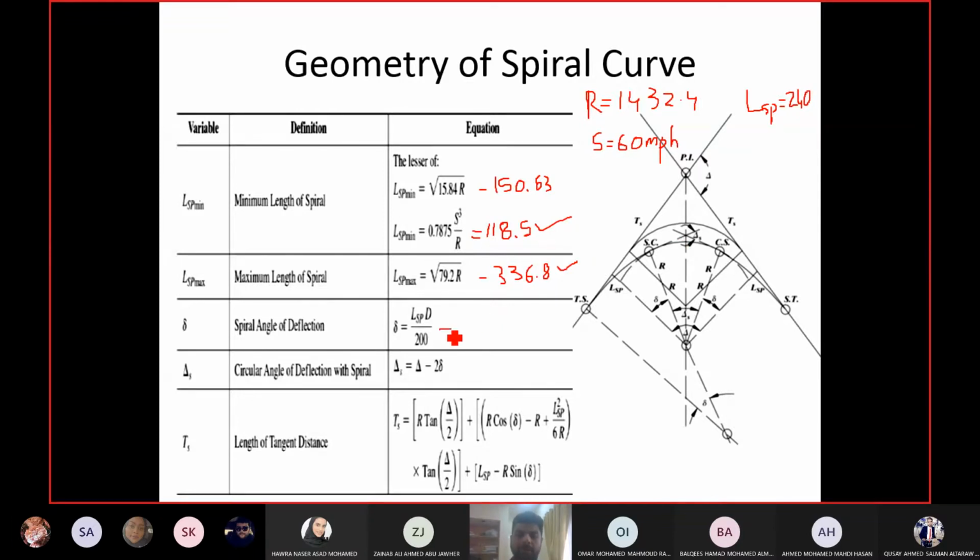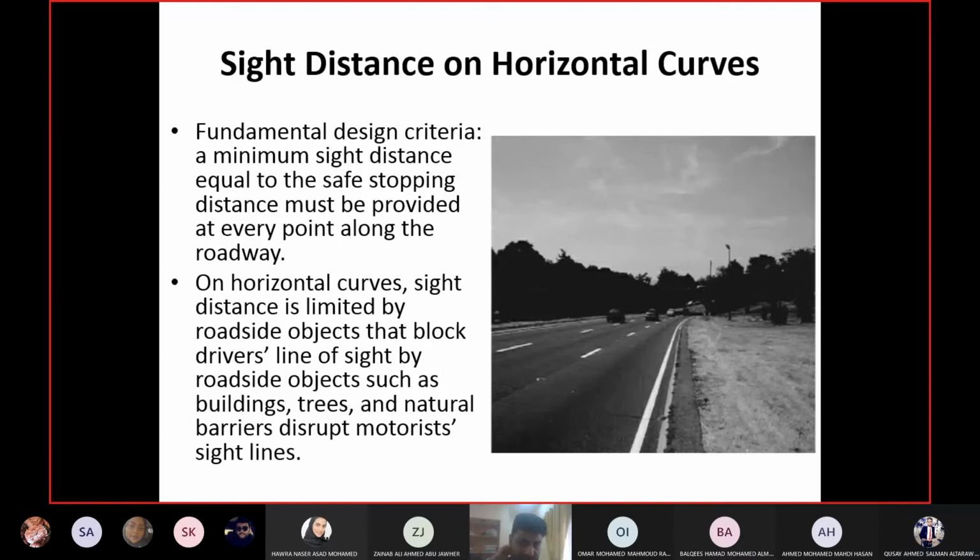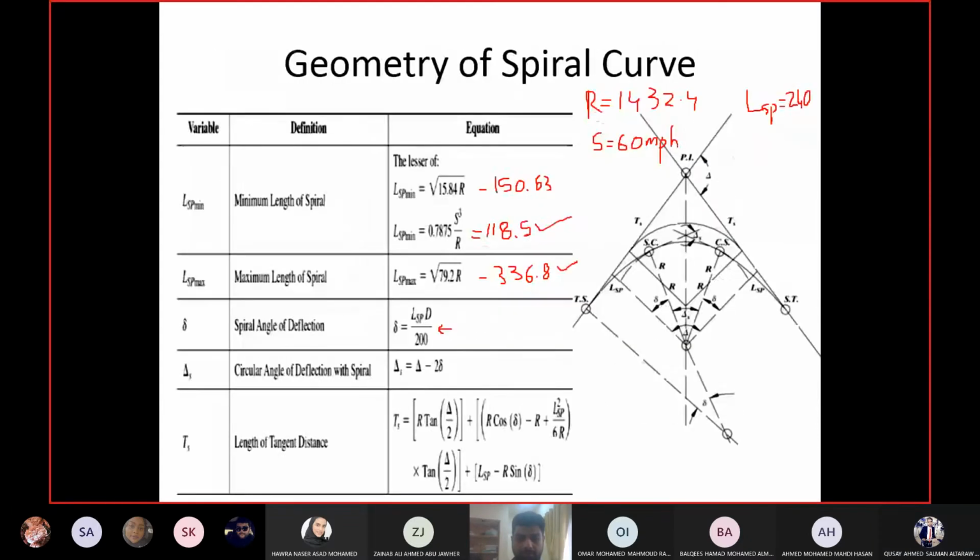Okay, now give me the value of delta here. Capital D is the degree of the curve, which is given as 4.8 degrees. Now calculate the tangent length. Now you have everything. Radius already calculated, small delta just calculated, capital delta is 38.